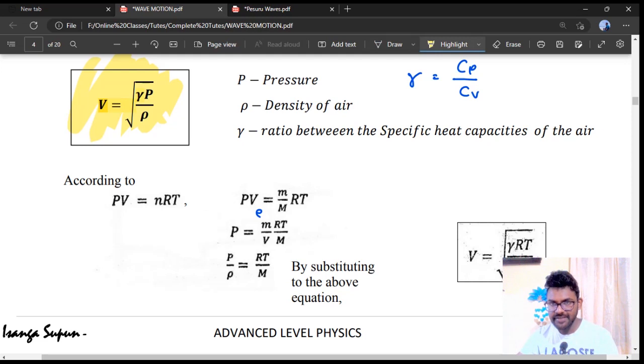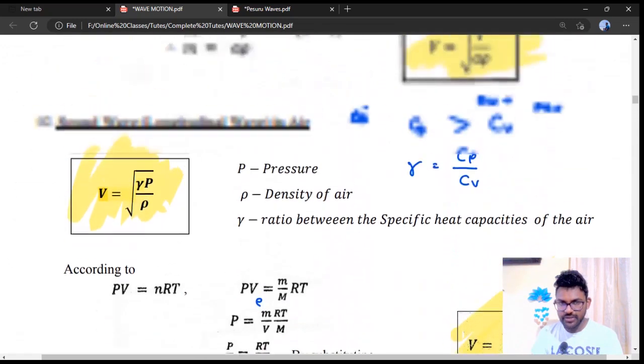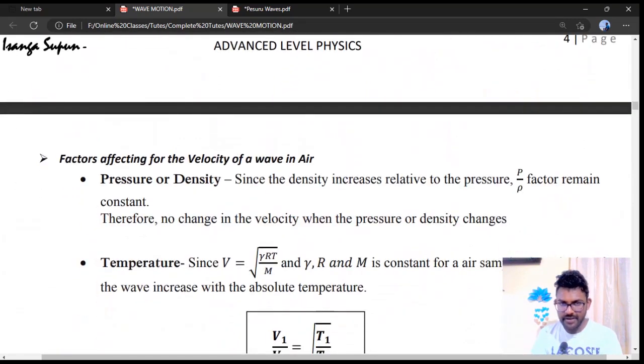So in a case where you don't know the pressure, but you know the absolute temperature of the considered medium, and R is the universal gas constant, which is 8.314 joules per mole per Kelvin, over the molecular mass, that is the molecular weight of the air sample, right? Then we'll go through the factors that determine the velocity of air.